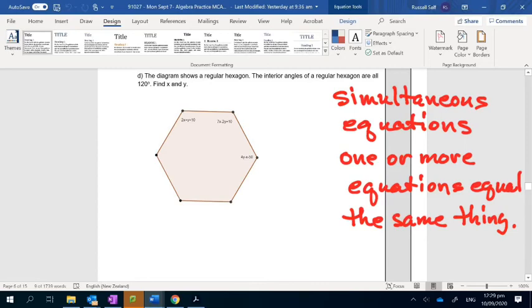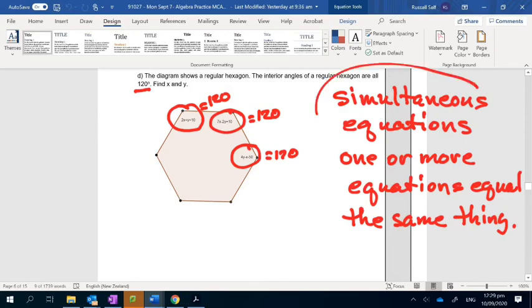The diagram shows a regular hexagon. The interior angles are all equal to 120, right? So this thing equals what? 120. This thing equals what? 120. This thing equals what? 120. So therefore, I have one or more equations that have all equal what? 120. Well, that's the definition of a simultaneous equation. Okay? No, the answer is not 120. That's just how we know they're simultaneous equations.